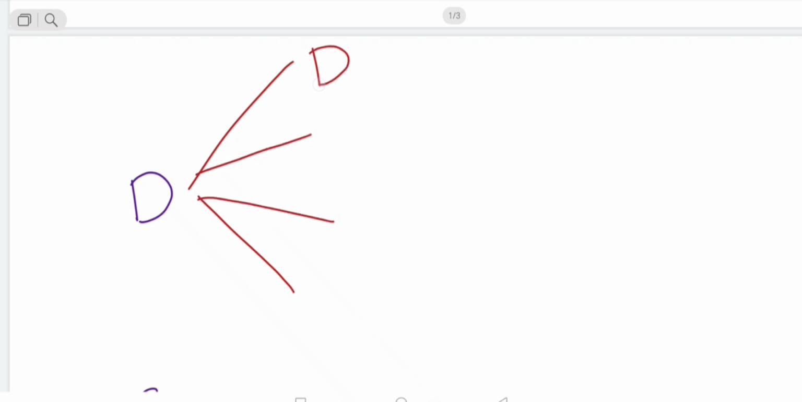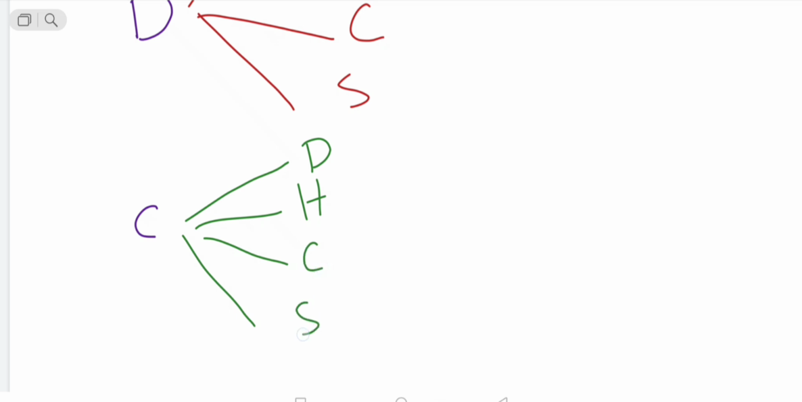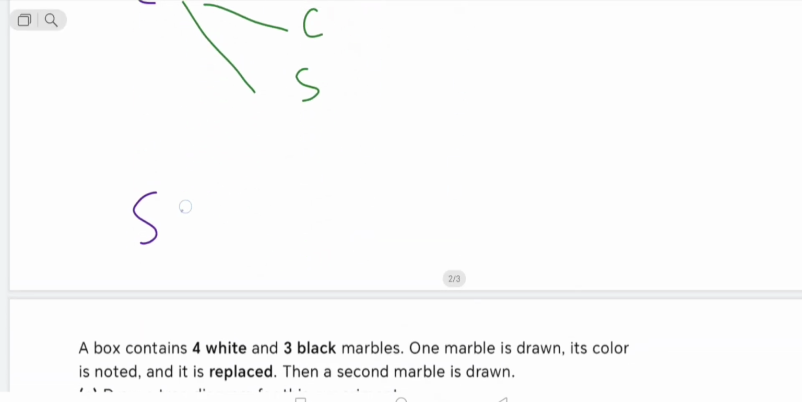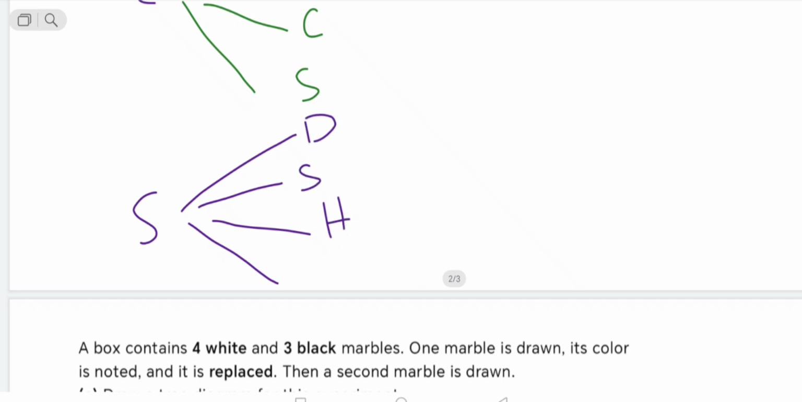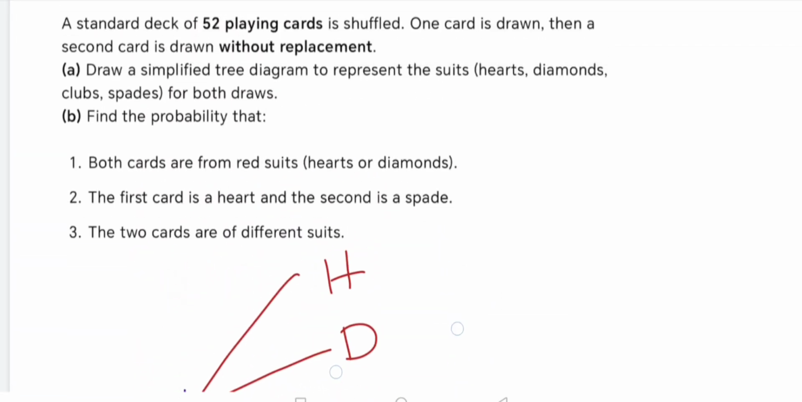If the first card is diamond, the possibilities are the same: can be diamond, heart, club, or spade. Again, if the first card is club, what about the second time? The second time can be diamond, heart, club, or spade. If the first card is spade, again we have four different possibilities: the second can be diamond, spade, heart, or club. This is the tree diagram for the A part.